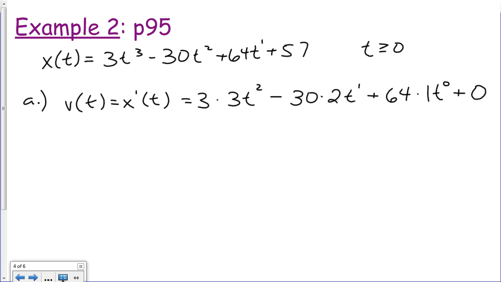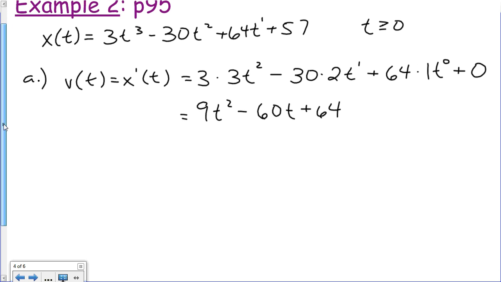All right, and let's just rewrite that a little bit here. So I've got 3 times 3 is 9t squared. 30 times 2 is 60t. And 64 times 1 times t to the 0, that's just 64. So there's our first derivative of our displacement function. Or in other words, it's our velocity.